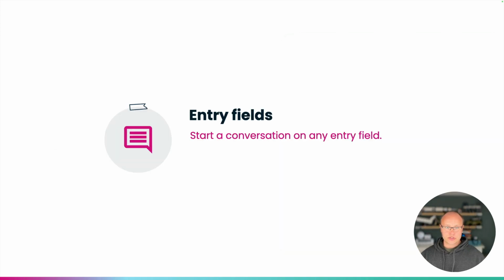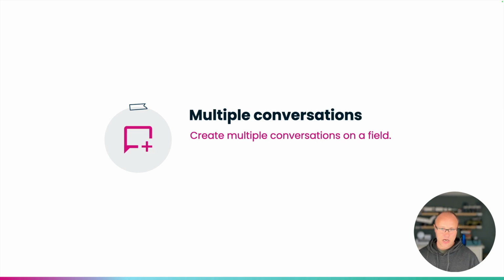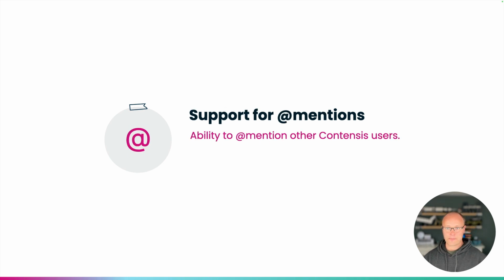So you'll be able to start a conversation on any entry field, and we don't limit you to a single conversation on a field in an entry, but you can start multiple conversations. So if you've got large bodies of text or different needs to converse on, you can do that. There's also support for mentioning other Contensis users, so being able to draw in other Contensis users into the conversation on a piece of content.